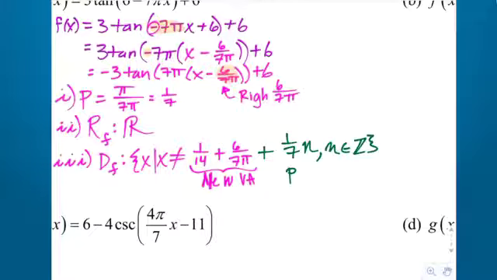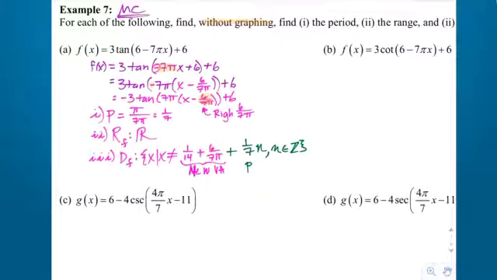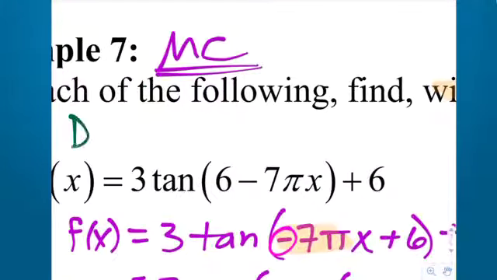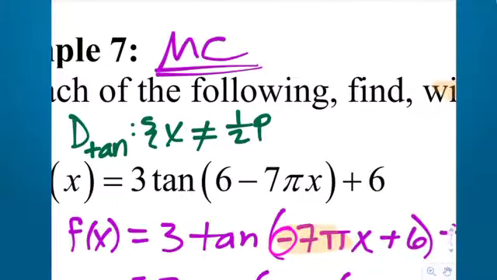Okay, now that will work each and every time for a tangent graph. So let's summarize. The domain for any tangent function is going to be the set of all x such that x is not equal to your first vertical asymptote, which is always going to be at the first critical value, which is at what fraction of the period? 1/2 the period.